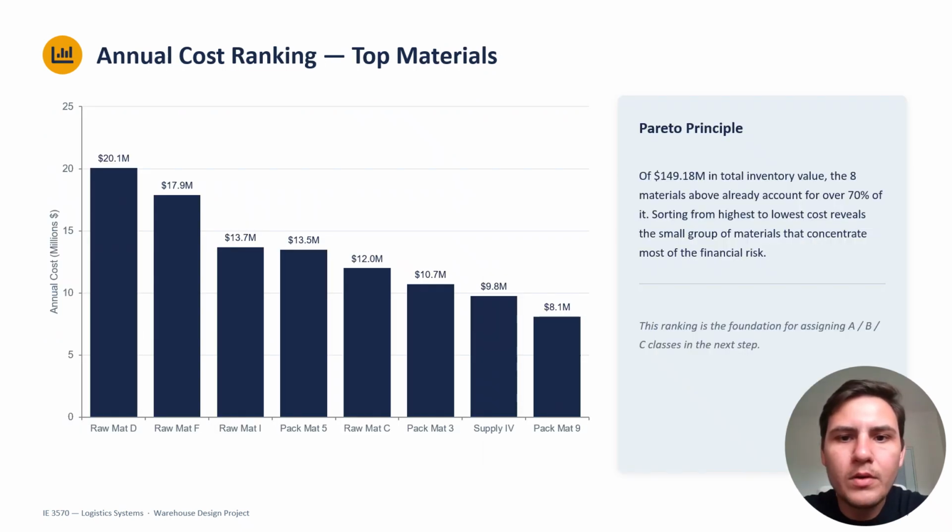For the annual cost ranking, we started by sorting all 24 materials from highest to lowest. Annual cost reveals a classic Pareto pattern, and these 8 materials alone, led by raw material D and raw material F, account for over 20% of the total inventory value. This ranking is exactly what drives the ABC classification in the next step.